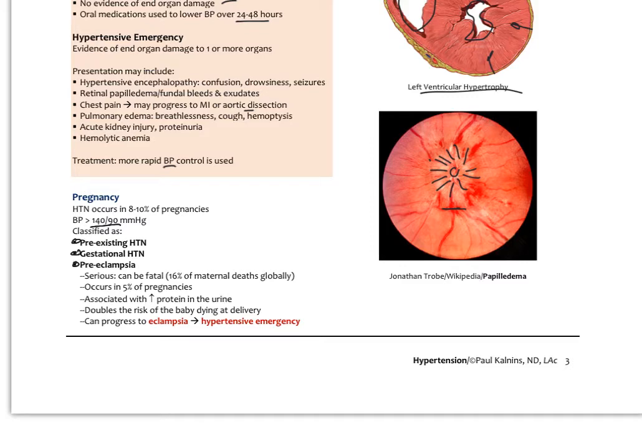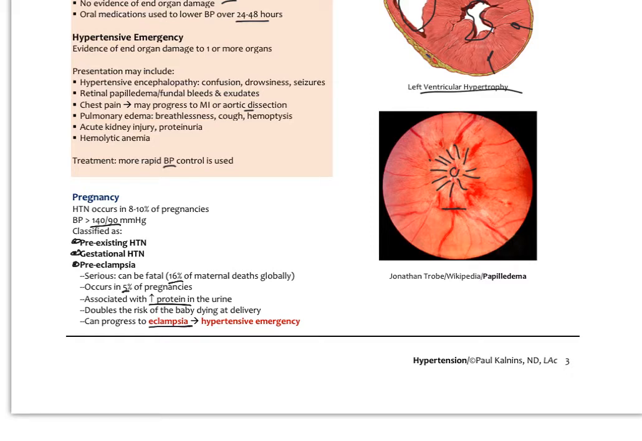Preeclampsia can lead to what's called eclampsia, which causes a hypertensive emergency. So it can be fatal. In fact, this accounts for about 16% of all maternal deaths globally, is preeclampsia developing into eclampsia. It occurs in about 5% of all pregnancies. What we see in preeclampsia is elevated blood pressure with protein being spilled into the urine, indicating renal damage. And it actually doubles the risk of the baby dying at delivery.